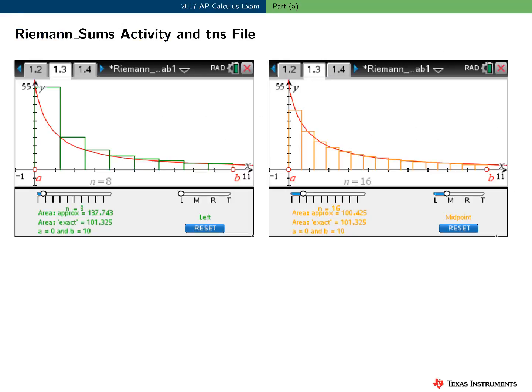There is a nice math-inspired activity and TNS file on the Texas Instruments website that can be used to answer these questions and visualize results. Here are two screenshots from the Riemann Sum Activity TNS file. There are sliders to adjust the value of n and the type of sum, and the approximation is given along with the exact value, and all of the appropriate rectangles or trapezoids are drawn to help visualize the sum.